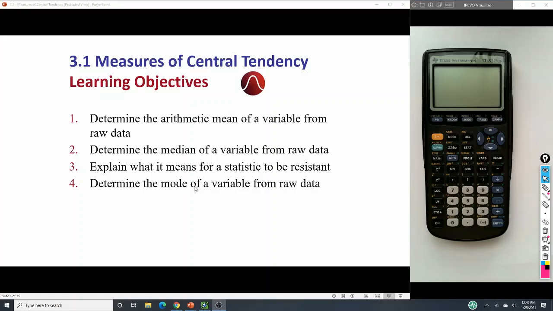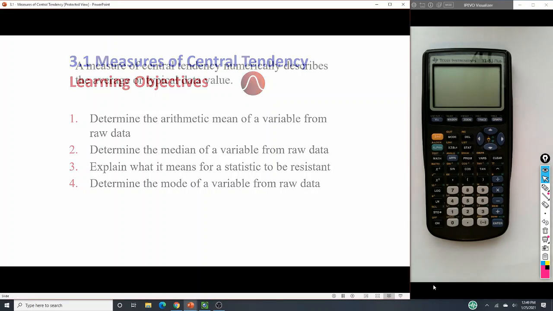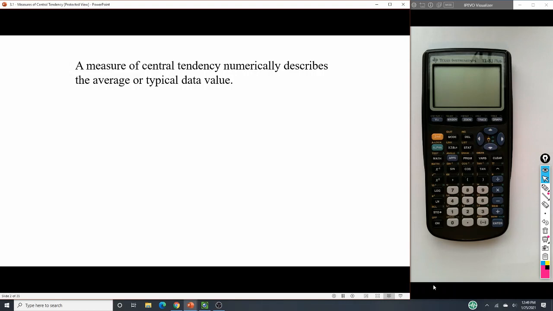All right, 3.1, measures of central tendency. So we're going to look at 4 objectives here, so let's get started on this. All right, so first of all, a measure of central tendency numerically describes the average or typical data value.